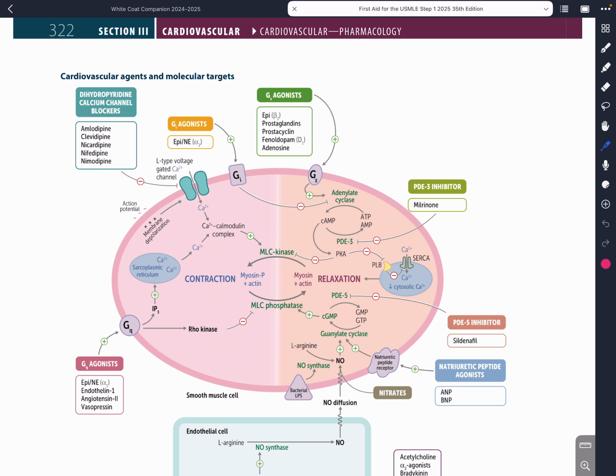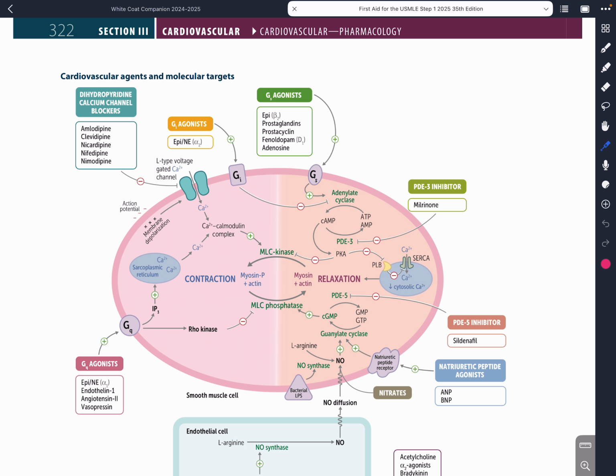Another way to remember D1 is F1 race. So D1, F1 race, like the car race F1. So fenoldopam is the D1 receptor agonist. Adenosine is also a Gs agonist. S for stimulation. So Gs means it positively stimulates adenylate cyclase.